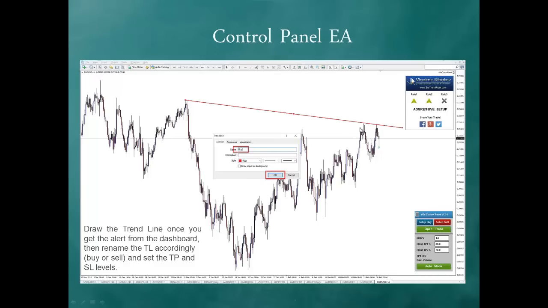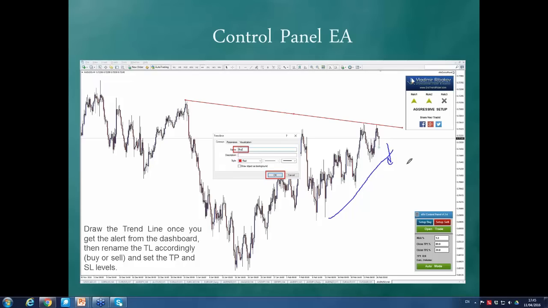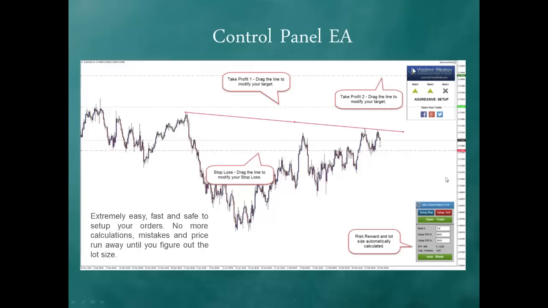Of course, if you want to sell on the breakout, let's say just for example you had everything red here on the dashboard and you want to sell below this one, you put the trend line here and call it sell, and once it's broken down, it goes into selling. Makes sense, right? I don't tell anything that doesn't make sense here. So this is the thing. It's very, very easy, fast and safe to set up your orders. No more calculation mistakes while price runs away until you end up with the calculation.